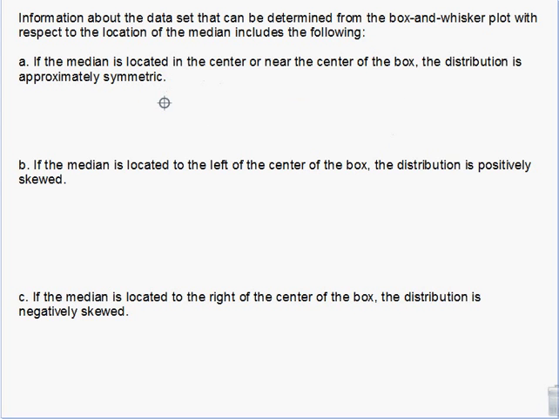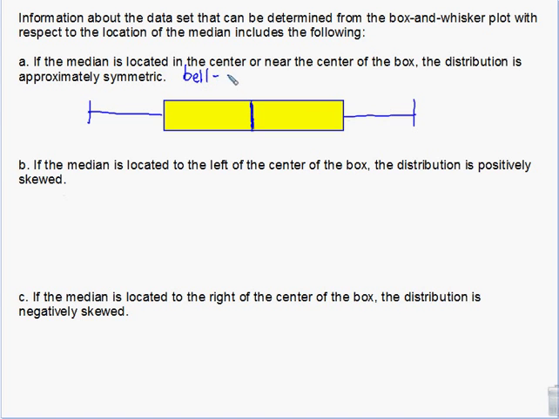So if we come in and we have our box, I didn't mean for that, but okay, and our median, you guys say that's about the middle? It is in the middle, and we have our whiskers off to whatever side. Then we're approximately symmetric. This would give us a bell curve.